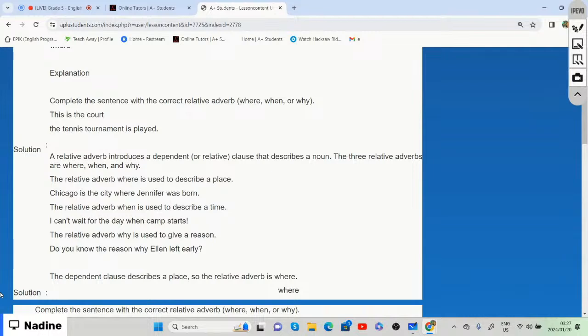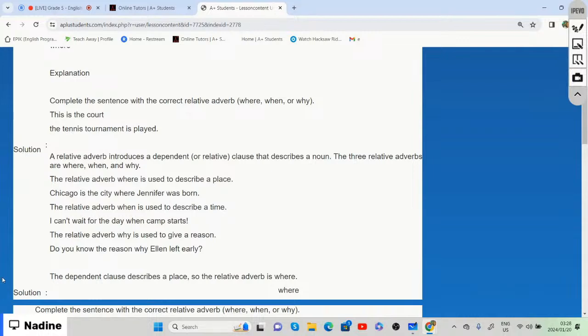And the relative adverb why, it's like you want to know why. It's like you're going to give a reason, right? So basically, you need to ask yourself questions like where, when, and why, right?